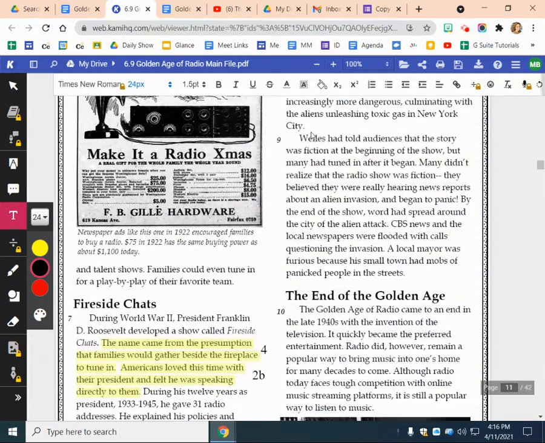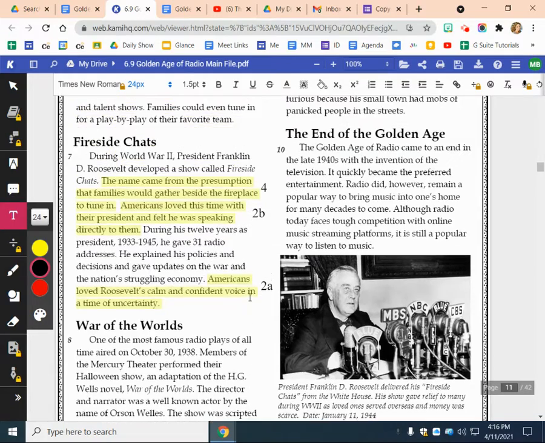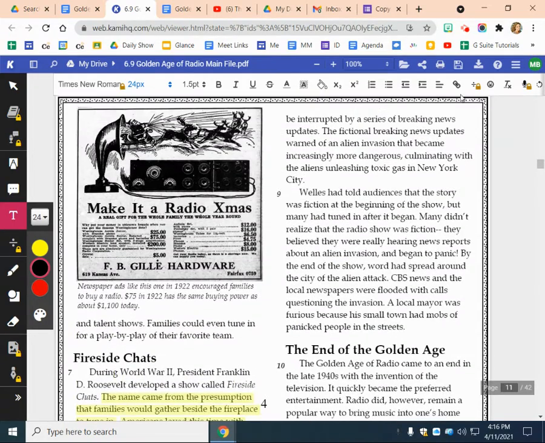So we're going to go down to the War of the Worlds section. It says one of the most famous radio plays of all time aired on October 30th, 1938. Members of the Mercury Theater performed their Halloween show, an adaptation of H.G. Wells' novel War of the Worlds. The show was scripted to sound like a regular broadcast, but was interrupted. The fictional breaking news alien invasion increasingly more dangerous, culminating with aliens unleashing toxic gas in New York City.